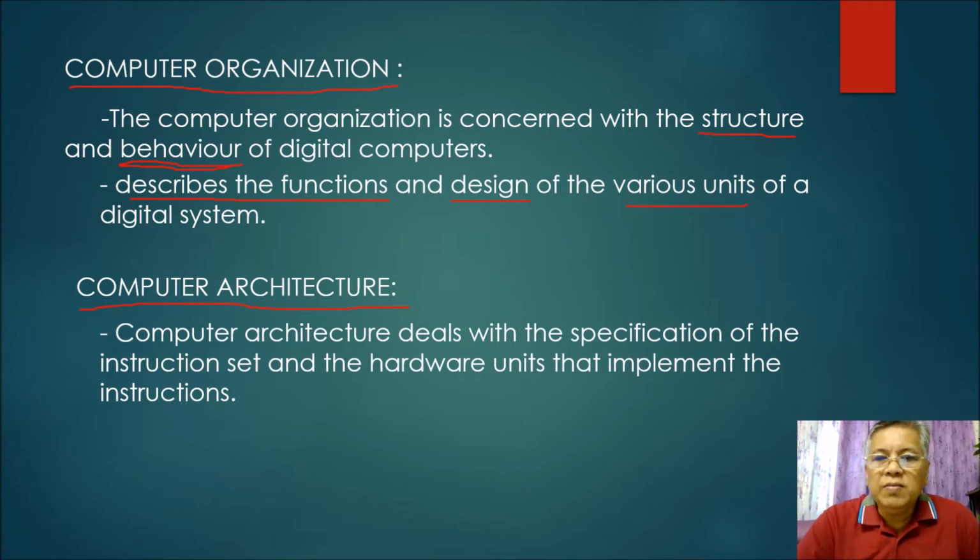What are the various units here? These are actually the different parts of your computer. Again, your central processing unit, your memories, etc. So again, the same as the first definition, it describes the functions and design of the various units of a digital system. How about computer architecture? Computer architecture deals with the specification of the instruction set and the hardware units that implement the instructions.